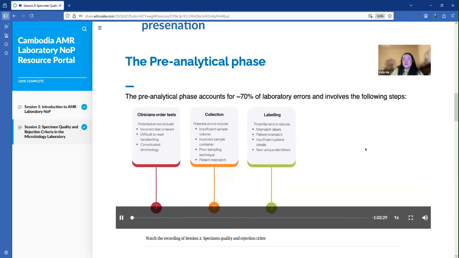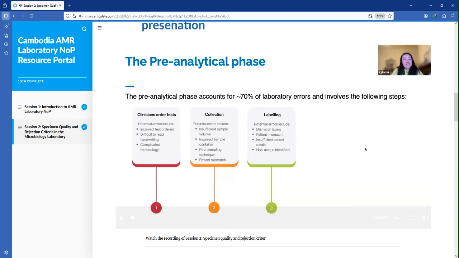Patient labeling, insufficient patient details. So when not enough details of the patient are labeled onto the specimen itself, and any non-unique identifiers that are being used.